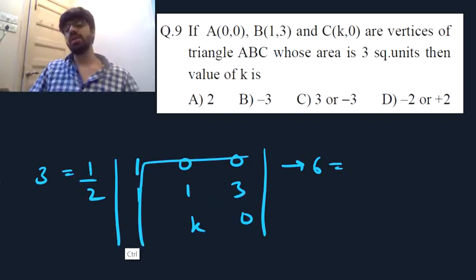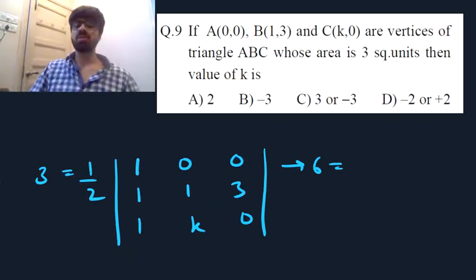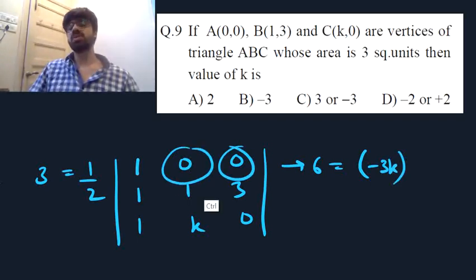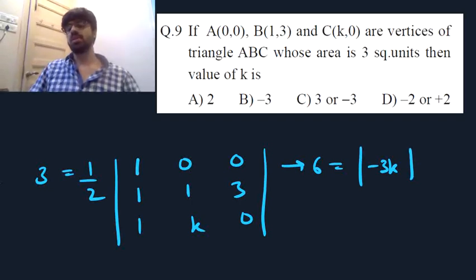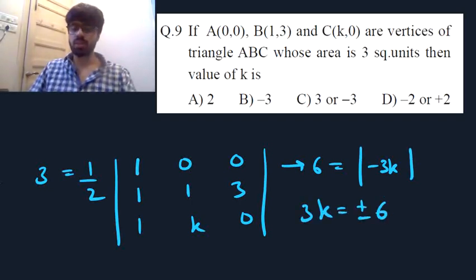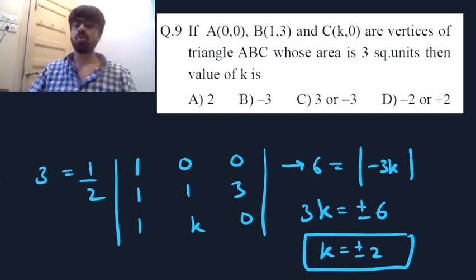0 minus 3k. So that will simply be minus 3k, and then there will be plus 0 plus 0. But we have the modulus of this term as 6. So you can simply say that 3k will be equal to plus or minus 6. So k will be equal to plus or minus 2. So D is the right answer for the 9th question.